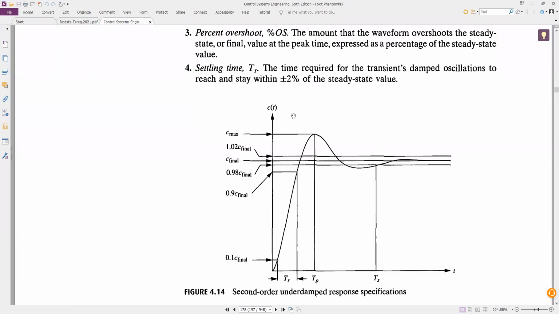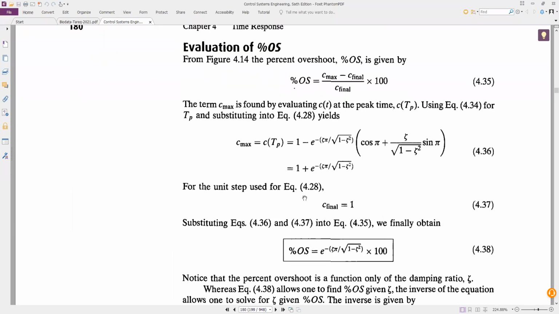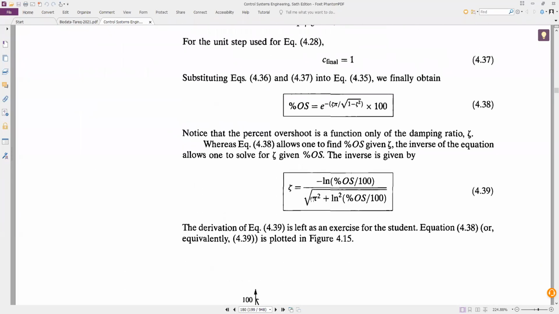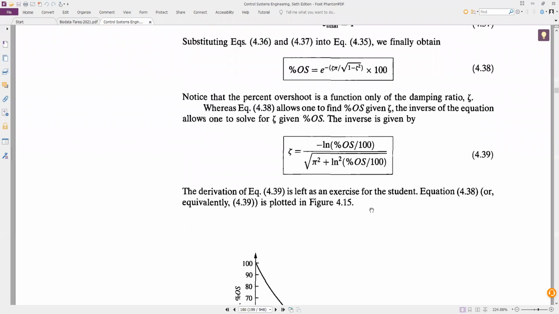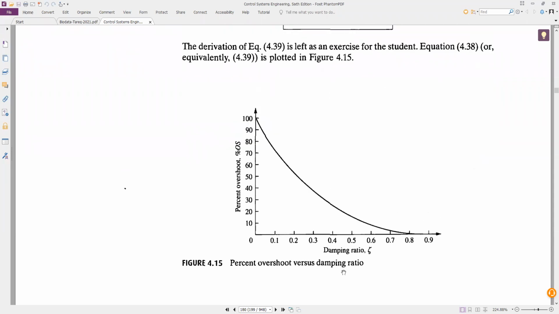Now look at the figure. C max and C final, that is the final. C max minus C final divided by C final, into 100, is the percentage of overshoot. Or you can find out the zeta like this: minus ln percentage of overshoot by 100 divided by square root of pi square plus ln square percentage of overshoot by 100. Okay. And now see, it is the curve from which we can find out the percentage of overshoot and the damping ratio.